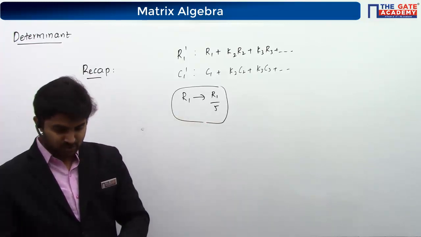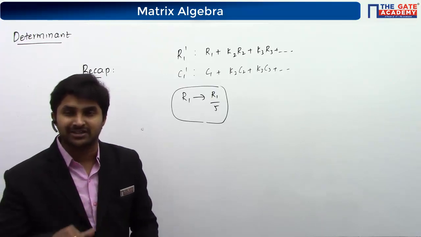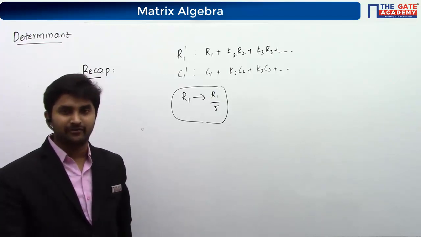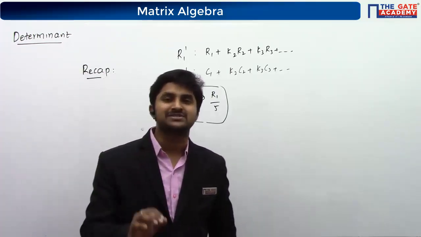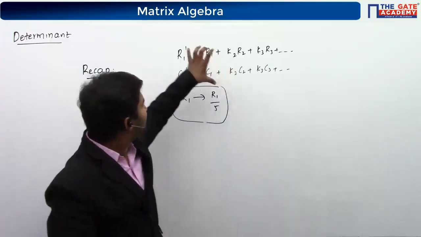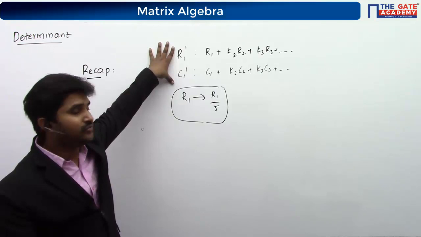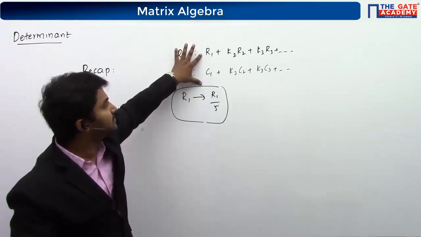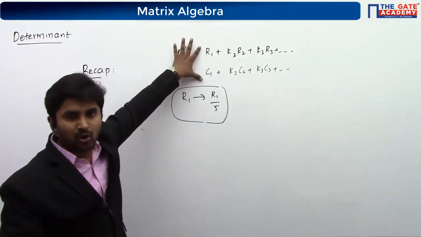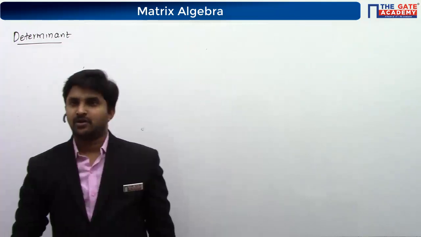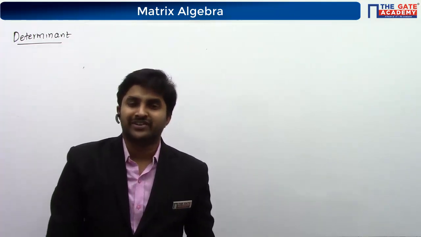You can use it for finding the inverse, but you should not use this operation to find the determinant of the matrix. I'm sure that whatever doubt was there the other day regarding the determinant, whether we can use row operations and column operations, is cleared. So this is the row operation and column operation that we can use. We cannot have any coefficient other than 1 on the column or row on which you are operating.